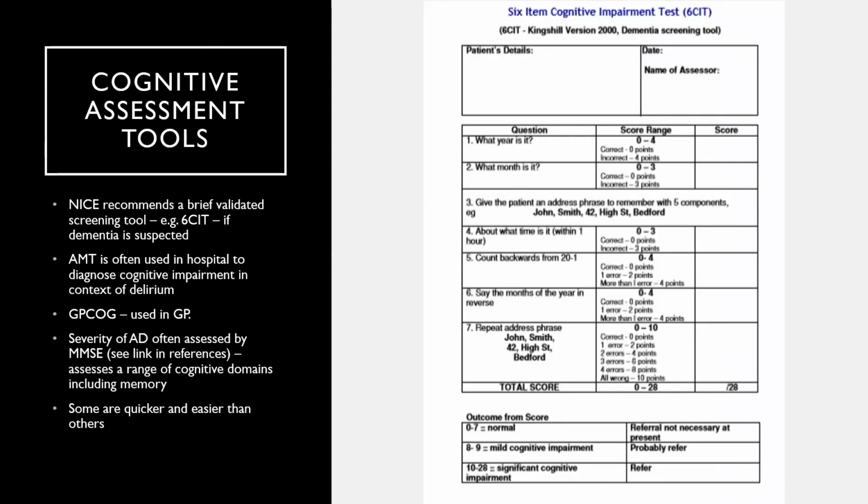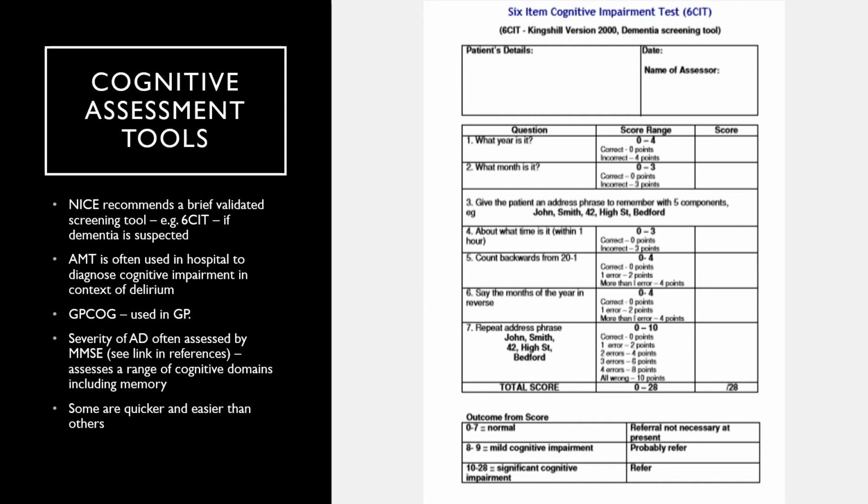So now going on to think about cognitive assessment tools. There are different tools designed for different purposes. NICE recommends a brief, validated screening tool, such as the 6-CIT, which is pictured here. That should be quick and easy to use with every patient, and you can use it if you suspect dementia, just to briefly assess the cognition.